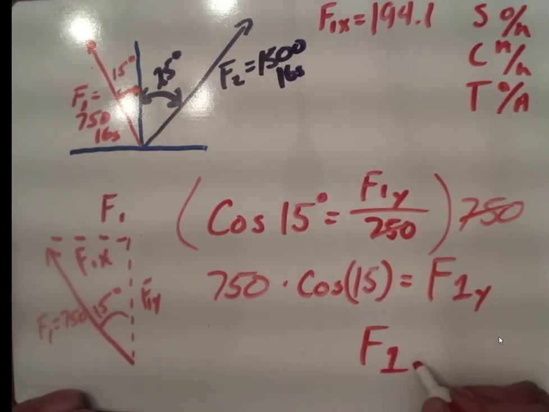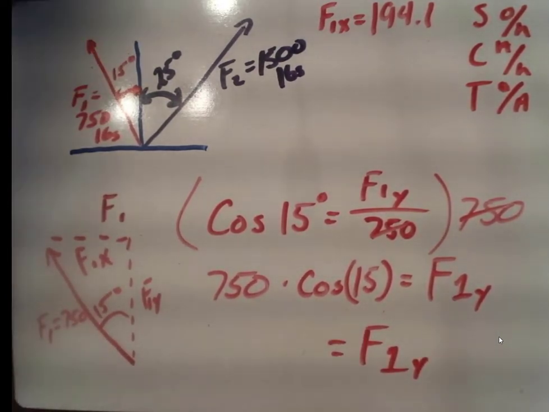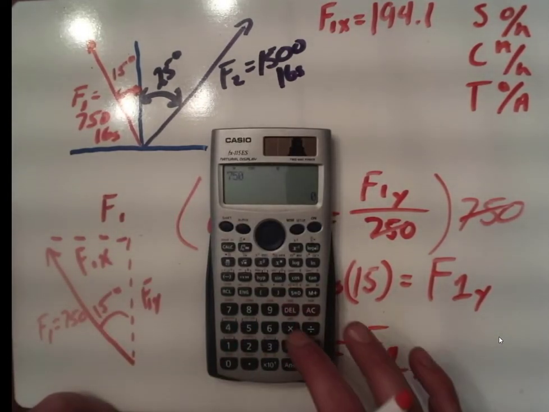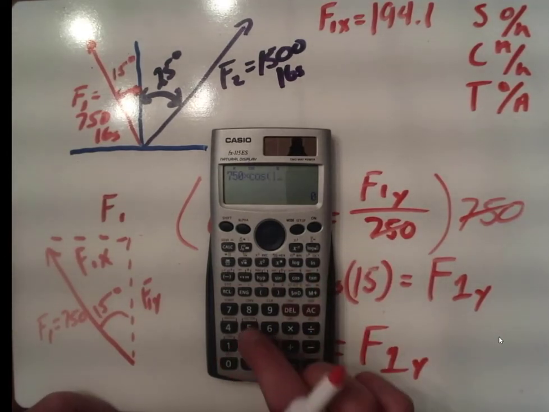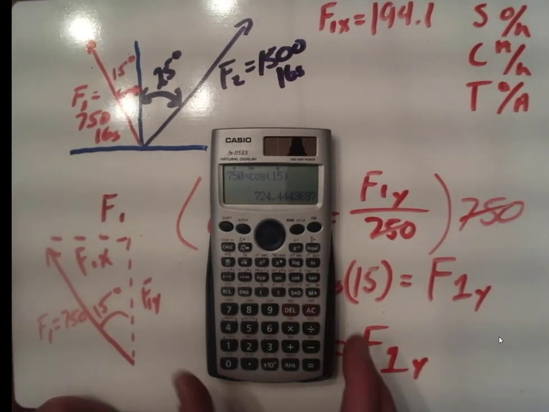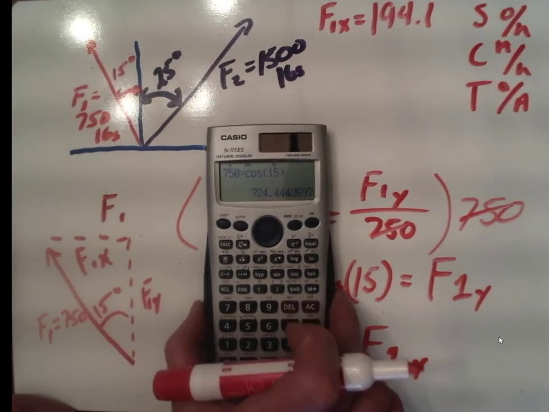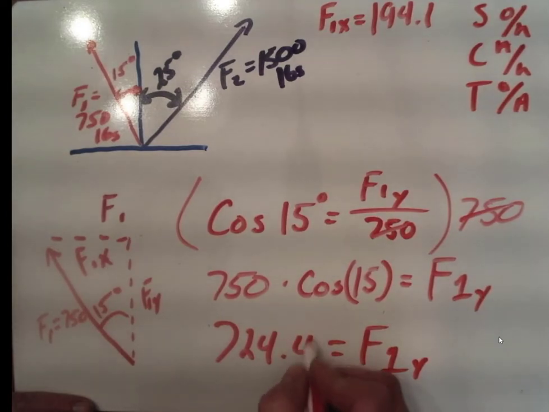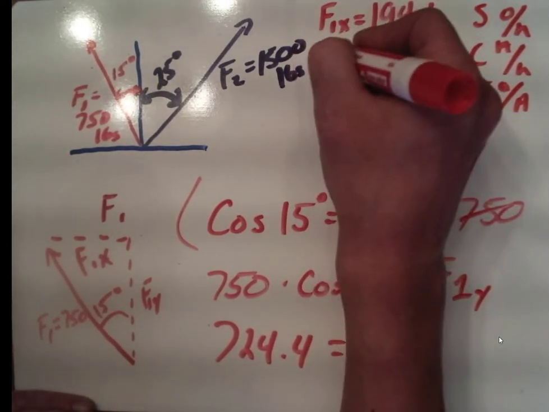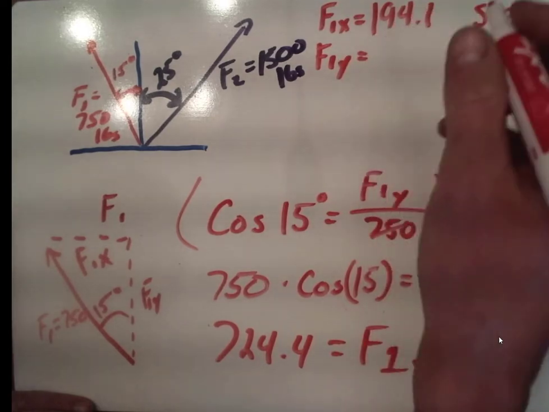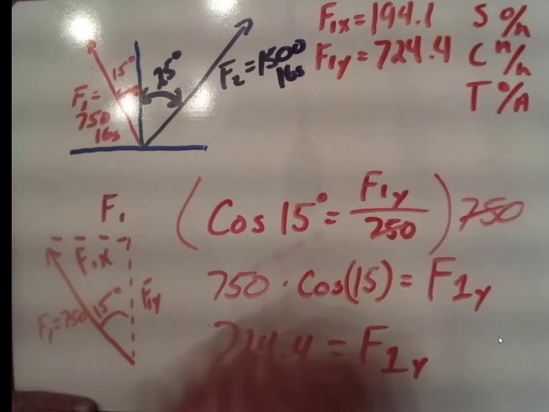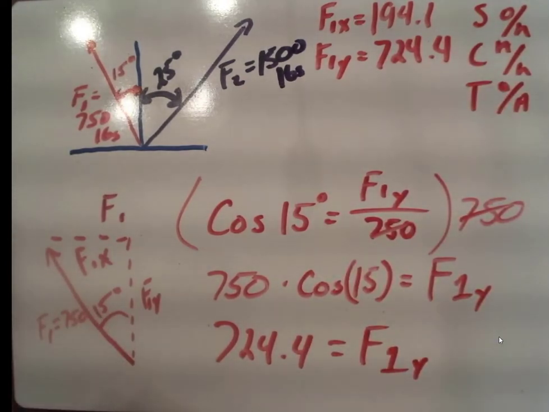Force 1 sub y equals, get out the calculator, we take 750 times the cosine of 15, and we get 724.4 pounds. So force 1 sub y equals 724.4. Hopefully that makes sense.